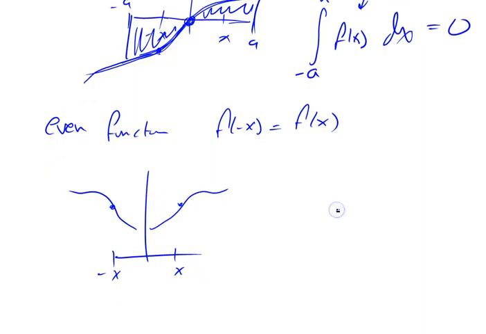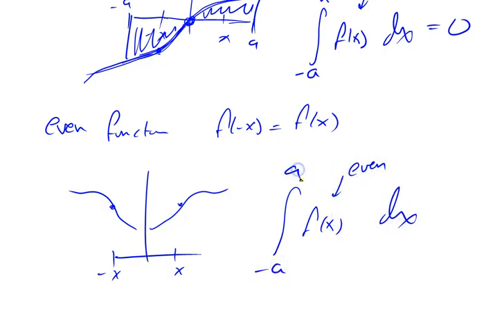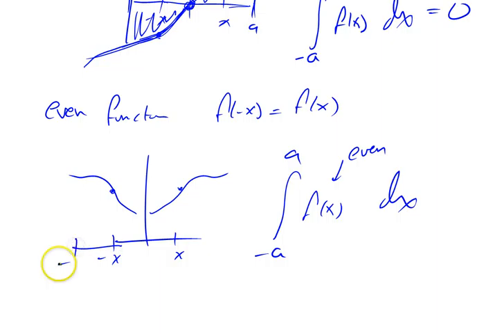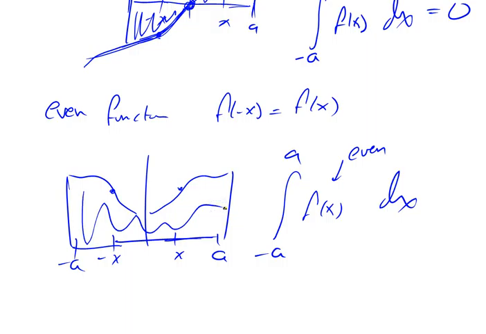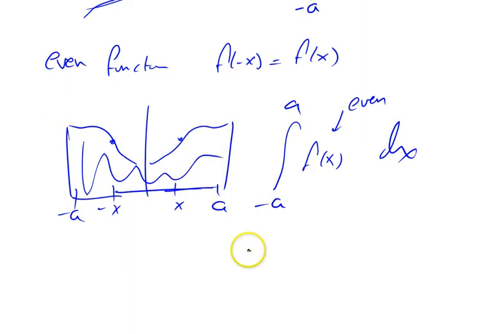Now, if we look at the integral of that even function over a symmetric interval, so start over here at minus a, end up here at a, well, it certainly doesn't cancel out, but you could, if you want, just do the integral from 0 to a and multiply the result by 2. So there are a few problems at the end of the homework related to this.